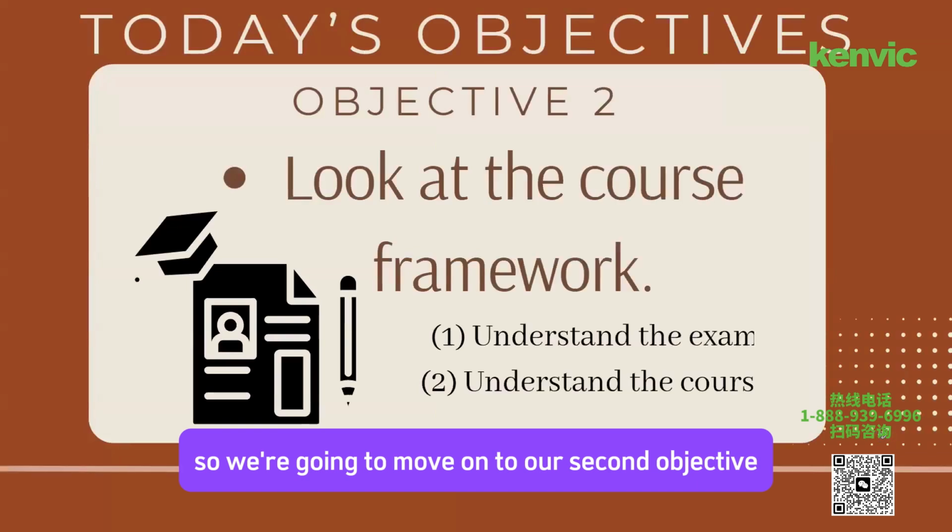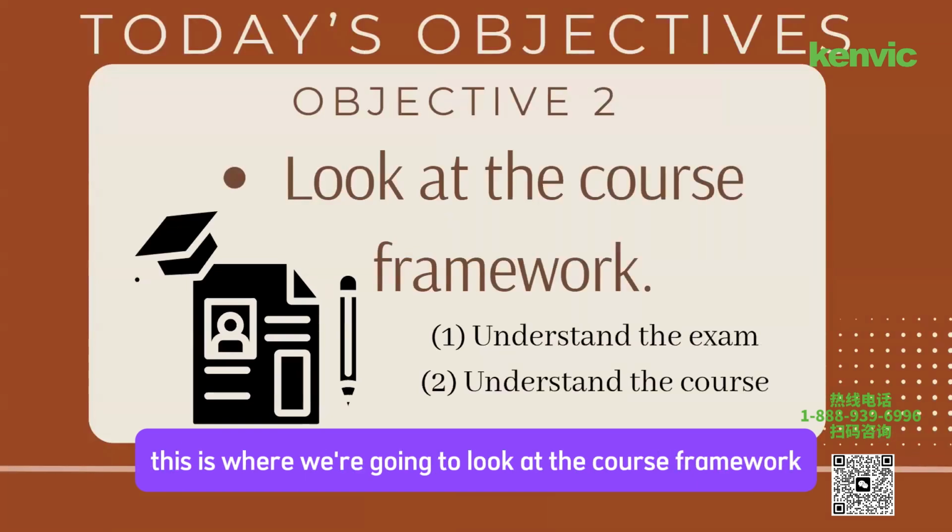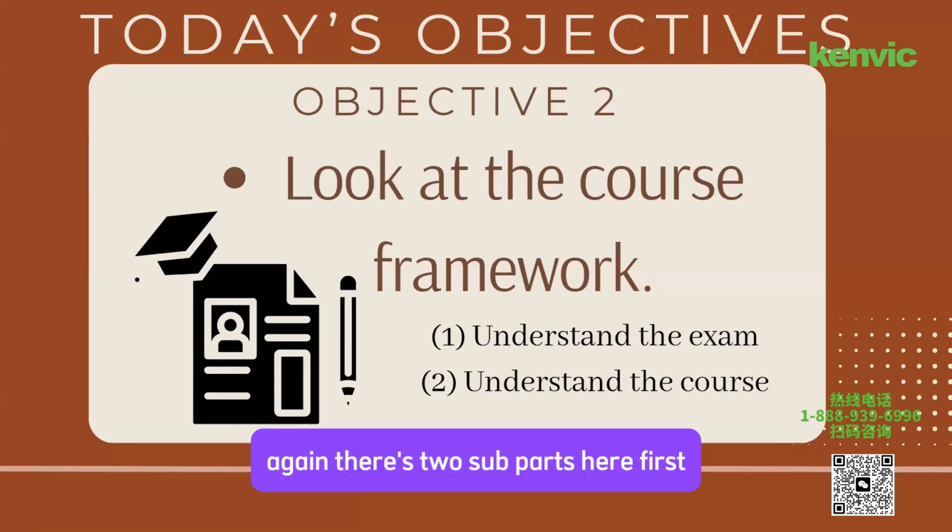So we're going to move on to our second objective. This is where we're going to look at the course framework. Again, there's two subparts here. First, we really want to understand this EAS exam, but we also want to understand the course. What is the goal of this course? How is it going to prepare us for the exam?